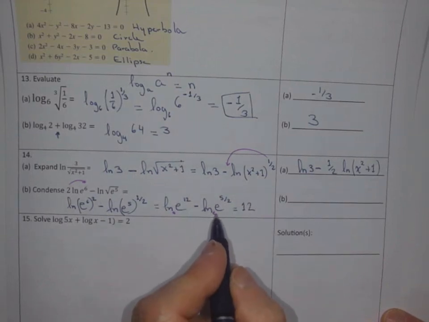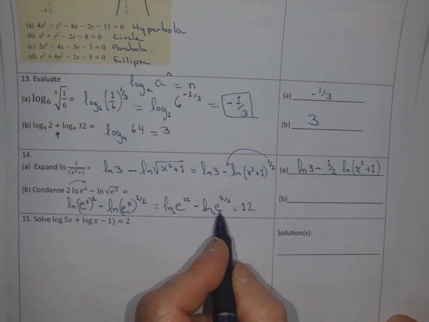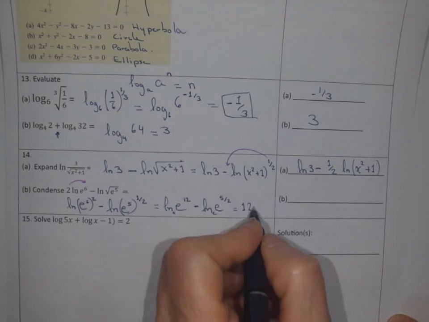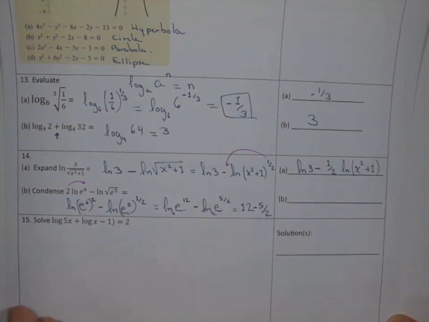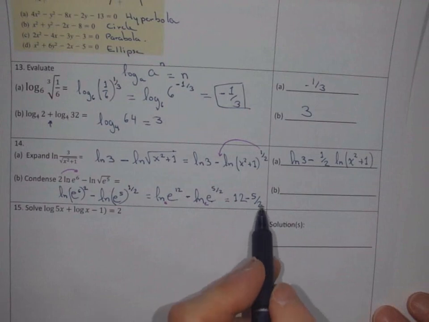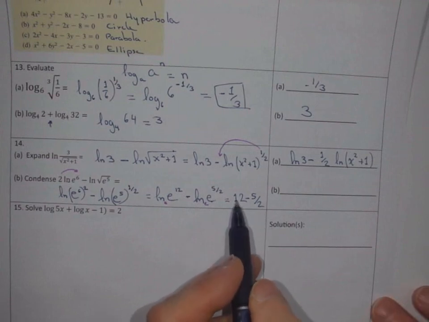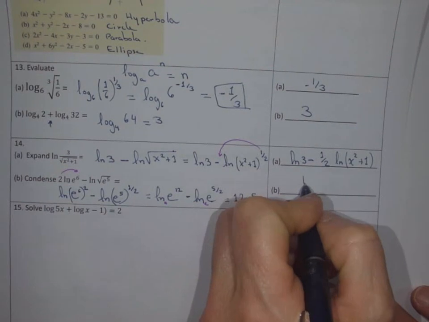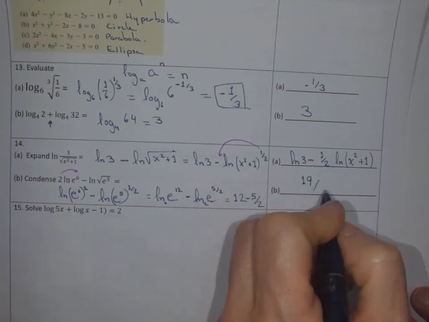And it's the same situation here. I have a base e and an e inside, so I'm left with just 5/2, so minus 5/2. And now just do your common denominator, right? So multiply that by 2 is 24, and 24 minus 5 is 19. So I'm ending up with 19/2.